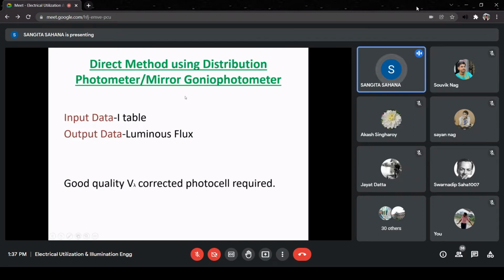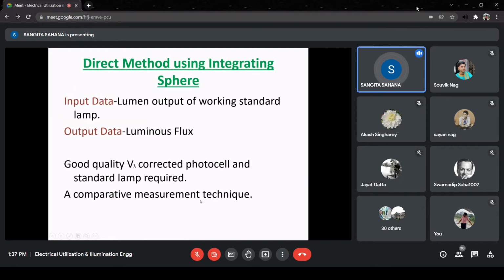So in the direct method, that is using a goniophotometer or distribution photometer, the input is the I table or luminous intensity and the output is luminous flux. A good quality V lambda corrected photocell is required. Of course, we need the sensor. For the method using an integrating sphere, we need the lumen output of a working standard lamp. Output is luminous flux. Again, a sensor is required here. This is a comparative measurement method.